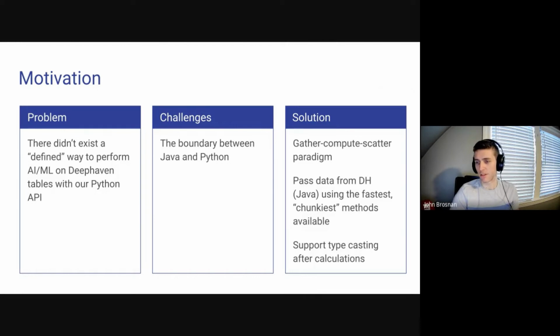Chip discussed that on Tuesday. I'll be going back into that briefly here. So the idea is that you can transfer data from Deephaven tables to Python objects, namely NumPy arrays, using the fastest and quote-unquote chunkiest methods available. In addition, we support typecasting after the calculations so that if you expect your calculations to give results in integer, byte, or any other Java primitive, we support that typecasting.